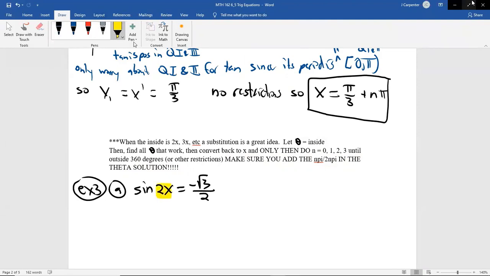The inside is not just an x or a y or a theta or whatever. It's a 2 something, 3 something, 4 something. That is what we were just discussing. So to make this easy on yourself, let theta, or whatever letter you like, equal the inside. This should not be the first time you've ever done a substitution technique. We do that in 2 different types of problems in Pre-Calc 1. So now this problem becomes, and I'll keep it in blue since I'm doing a change of variables, just sine of theta is equal to negative square root of 3 over 2.